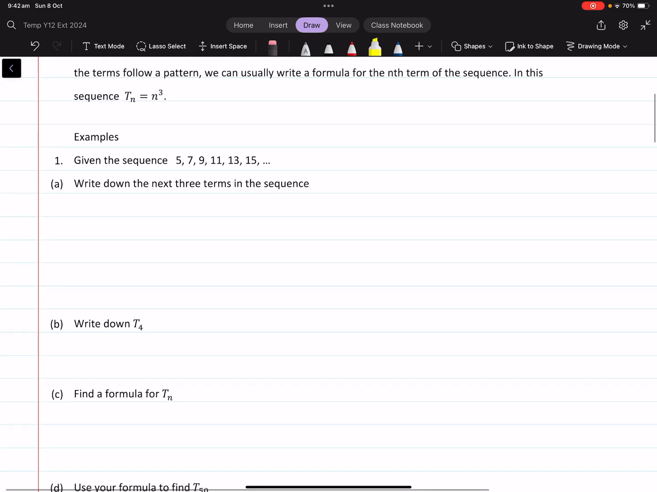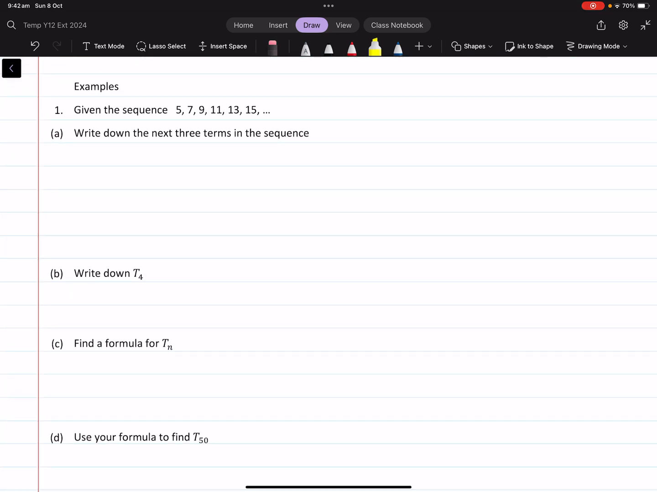So let's now have a look at a number of examples where we apply this notation and terminology. In the first one, we're given a sequence 5, 7, 9, 11, 13, 15, comma, dot, dot, dot. Write down the next 3 terms in that sequence. Well, hopefully you can see that they are going up by 2. And so the next 3 terms would simply be 17, 19, and 21. Write down term 4. Well, that's what the T4 represents. It's the 4th term along there. So 5, 7, 9, 11, 11 is our 4th term.